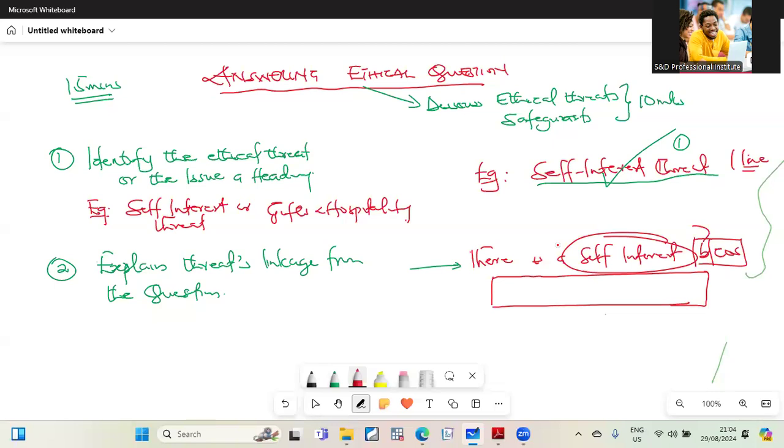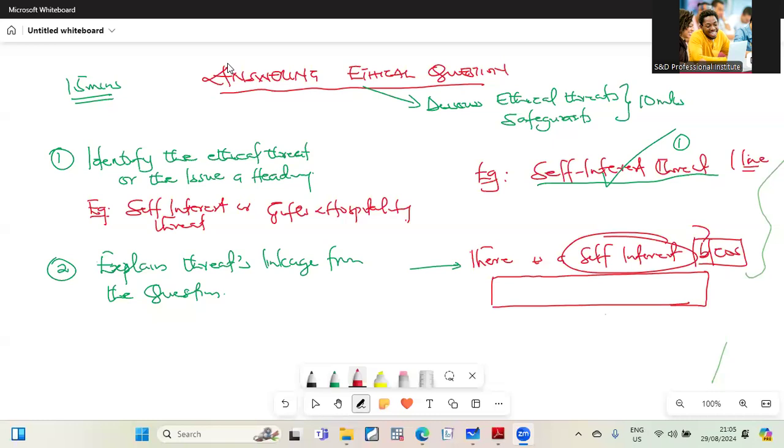Please, don't waste your time going to explain what a self-interest threat is, because I saw that some of you did that. You first explain what a self-interest threat is, but couldn't reflect it in the question. You couldn't pick what particular statement in the question made you believe that there's a self-interest threat. So you pick the line in the question that makes you think there is a self-interest threat. Please, have I made sense? Yes, sir. All right.